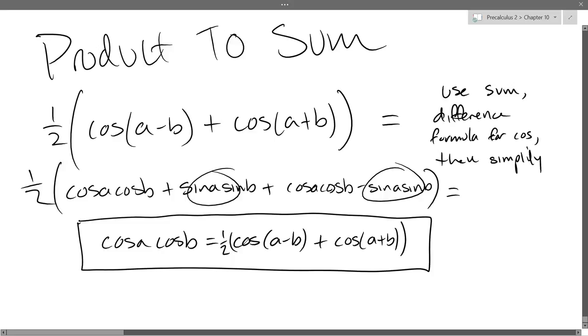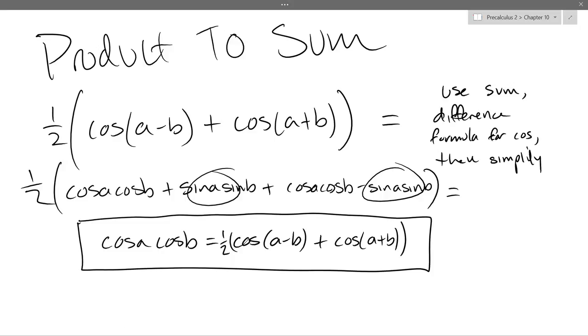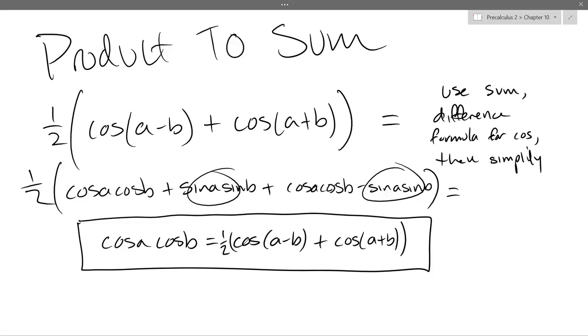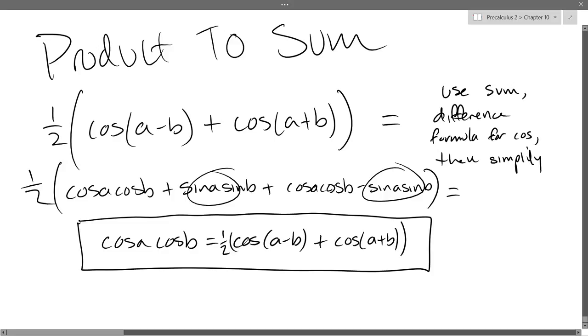So you should get your sine A sine B minus sine A sine B, which adds up to 0, so they cancel out. And then you got 2 cos A cos B, so the 2 is going to cancel the half when you multiply. So you just got cos A cos B. Any questions on that simplification? And then I just rewrote what we started with on the right side. So that's our identity right there that I put in the box. So that's exactly where that one comes from.